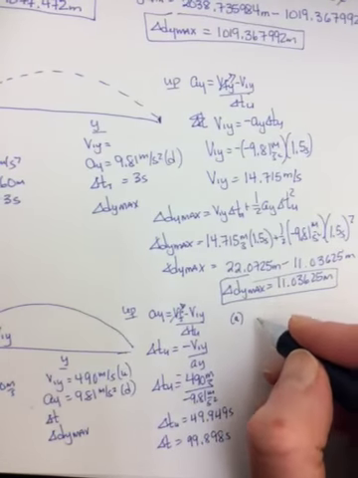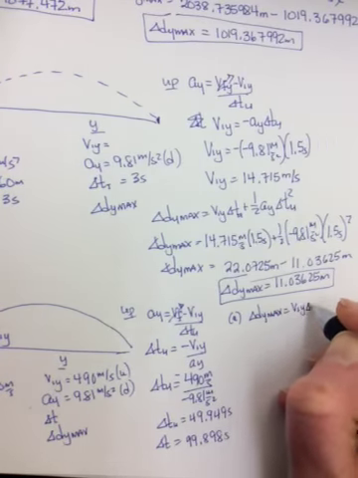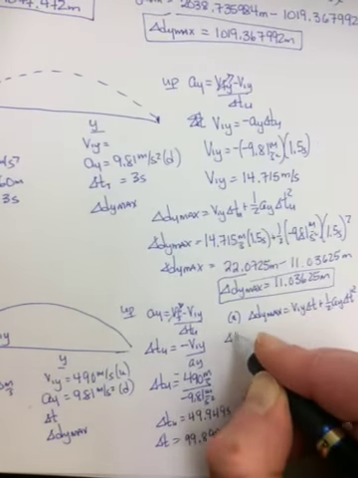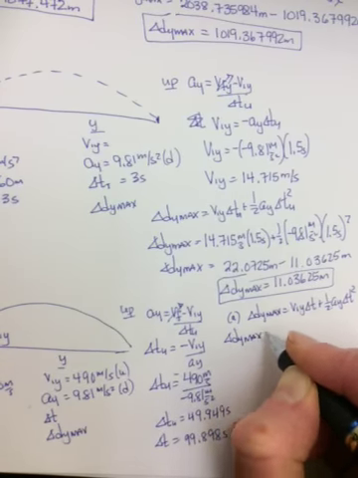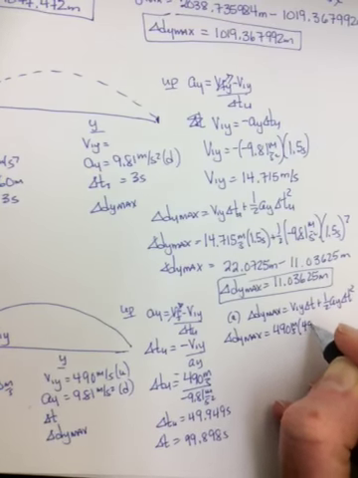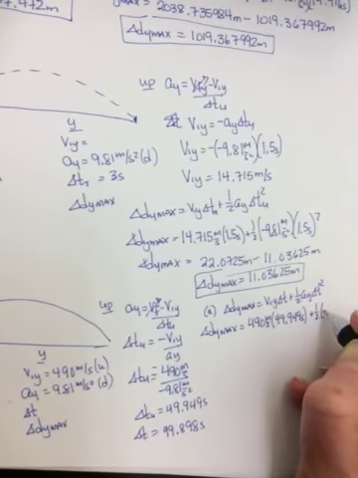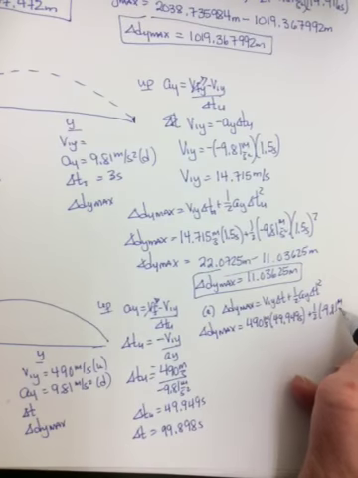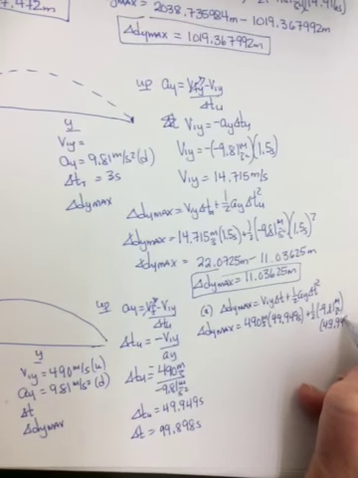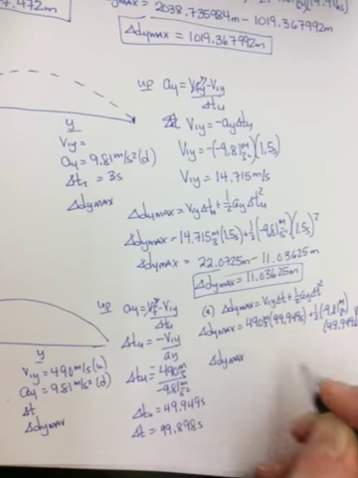Part A wants to know how far up will it go. It's looking for delta dy max is equal to VIY delta t plus 1/2 AY delta t squared. So delta dy max is equal to 490 meters per second times the 49.949 seconds plus 1/2 negative 9.81 meters per second squared times the 49.949 seconds squared. Again, one term should be twice the other.